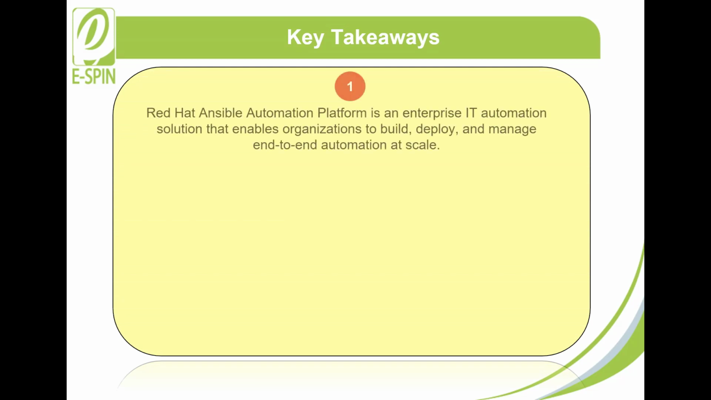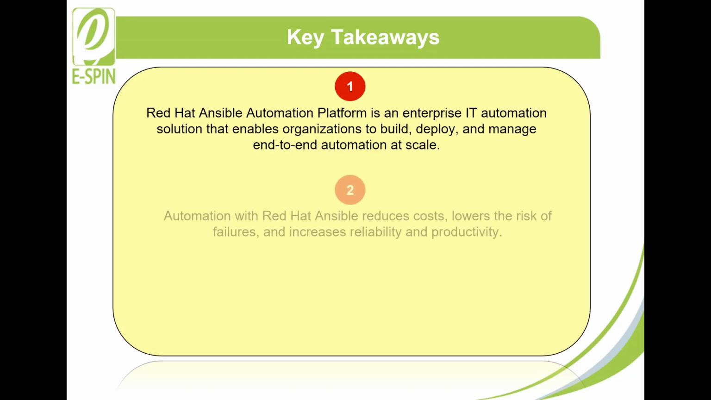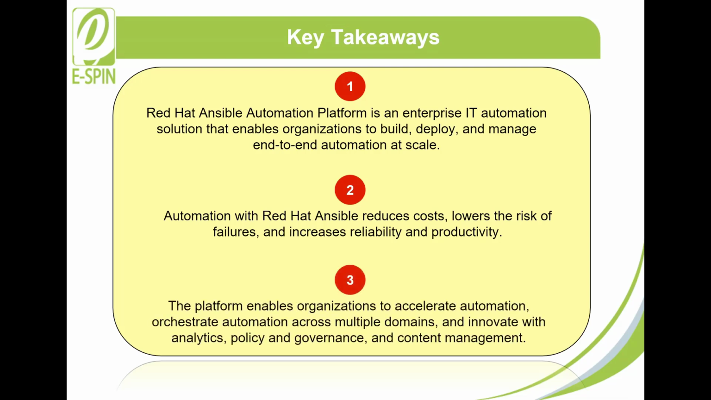1. Red Hat Ansible Automation Platform is an enterprise IT automation solution that enables organizations to build, deploy, and manage end-to-end automation at scale. 2. Automation with Red Hat Ansible reduces costs, lowers the risk of failures, and increases reliability and productivity. 3. The platform enables organizations to accelerate automation, orchestrate automation across multiple domains, and innovate with analytics, policy and governance, and content management.